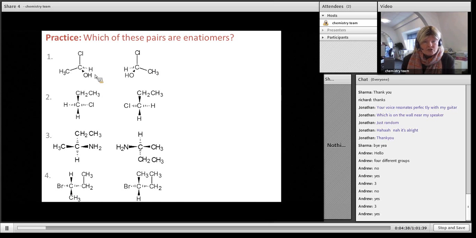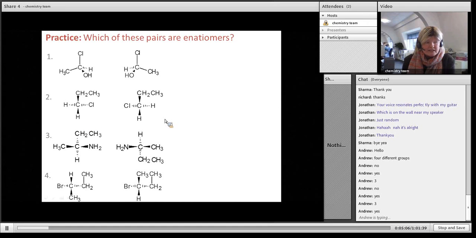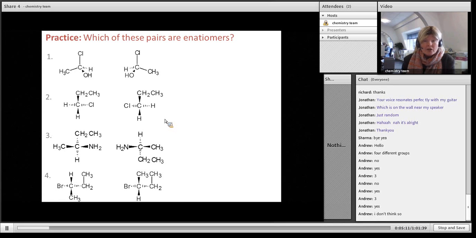If I take any molecule though and I swap a pair of groups, then I will get the mirror image. So for 2, 3, and 4, I've shown it differently. I'm still showing it in 3D, but I can swap pairs around here more easily. So is the first one, number 2, a pair of enantiomers? Okay, you are correct. It is not.